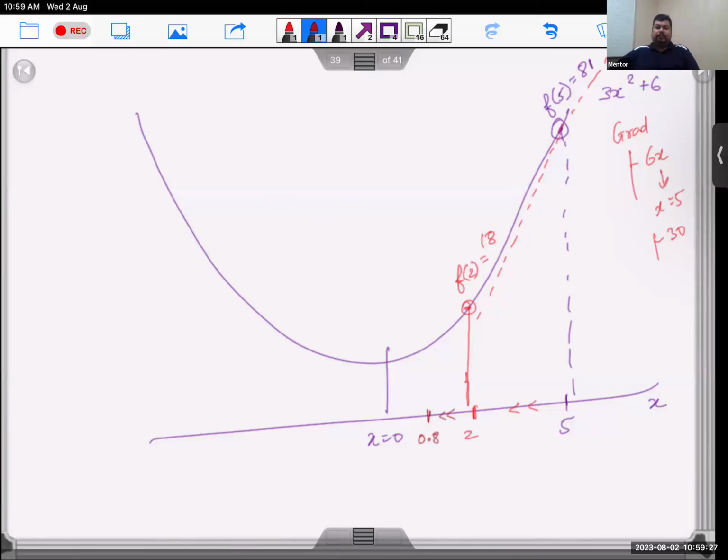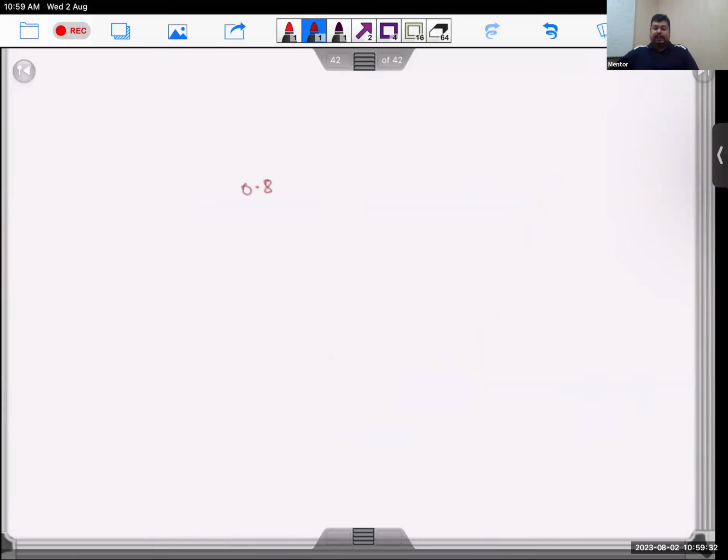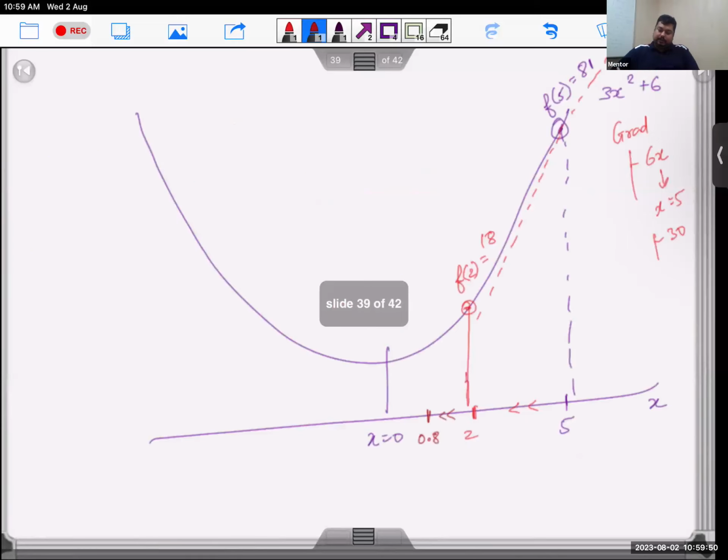Can you repeat it one more time for 0.8? I just want to show you that you will reach a value closer to the minimum very, very soon. So 0.8, and you subtract 0.1 into gradient, which is 6x, that will be 4.8. So this will become 0.8 minus 0.48. So this is 0.32. Hope my calculations are correct. So you are here. Do you realize that if I keep on doing this, I will reach the minimum? Yes or no? Yes.